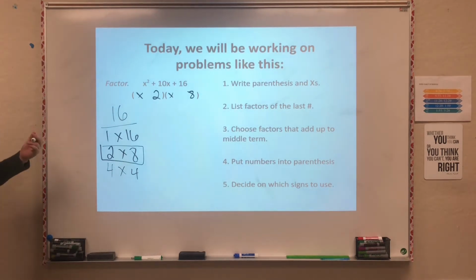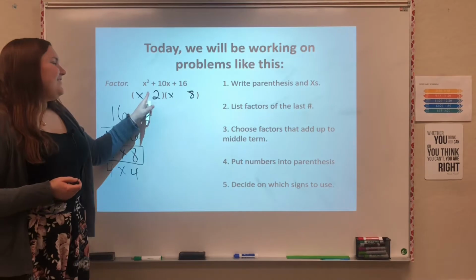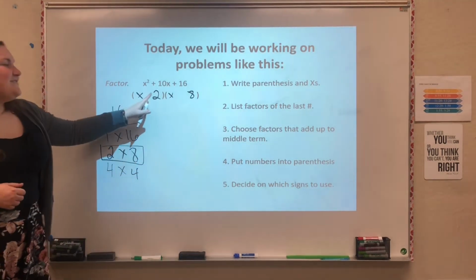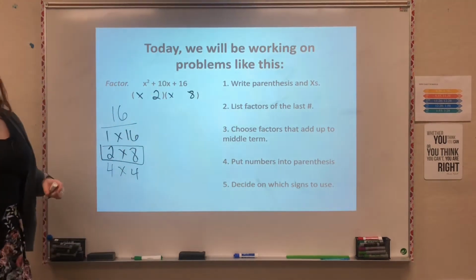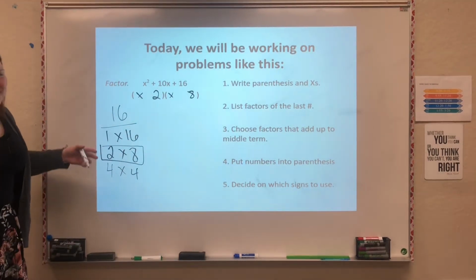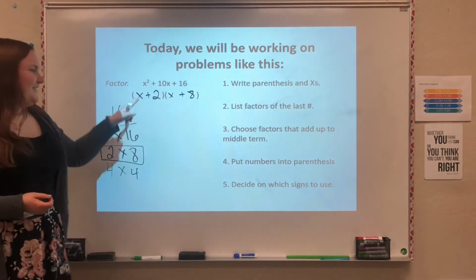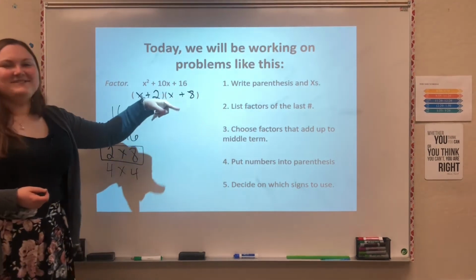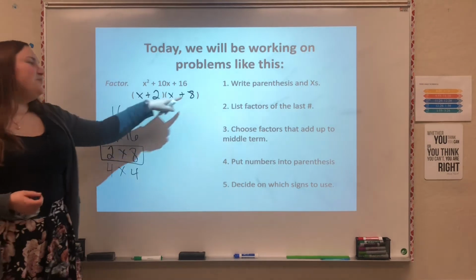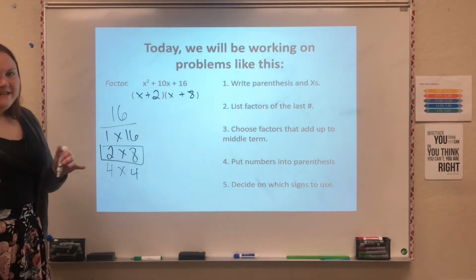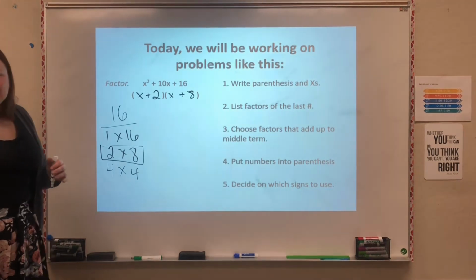So one way you can do that is asking yourself that same question. What signs would we need here so that those numbers multiply to give me a positive 16 and so that they add to give me a positive 10? Because everything's positive here, it's easier to see that they're both just going to be positive. Positive 2 times positive 8 gives me positive 16, and 2 plus 8 gives me positive 10. When there's negative signs, though, it might require a little more playing with.